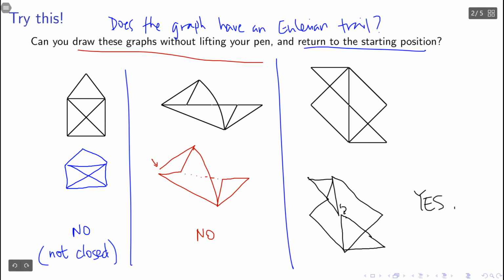And now look at these graphs, right? If I put my vertices here, so there are vertices there on the crossings. This is a 3, 3, 3, 4, 4, 3, 2. So it's not Eulerian. You can't draw it without lifting your pen and returning to where you started. How about the first graph? Degrees are 2, 4, 4, 4, and then you have 3s here. So you can't do it.